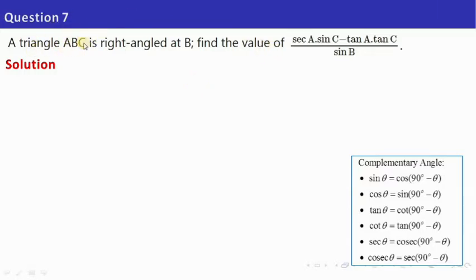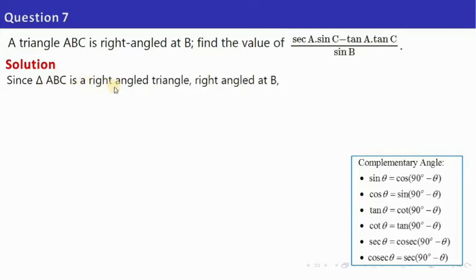A right angled triangle ABC is given and it is right angled, that means it is 90 degree at B. You need to find the value of this expression. Since it is a right angle triangle and it is 90 degree at B, the remaining angles, that is A and C, if I add them, how much will I get? I'll get definitely 90. So we have A plus C equals 90 here.